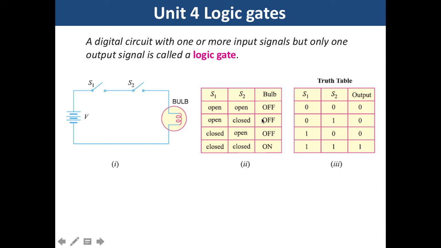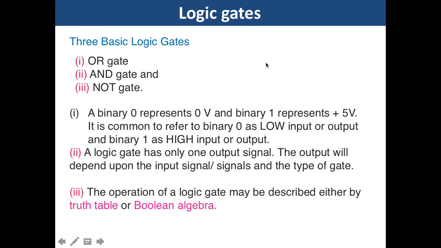If we convert these possibilities into the truth table: 0 0, output is 0 volt; 0 1, output is 0; 1 0, output is 0; 1 1 means high, output is high, plus 5 volt. There are three basic logic circuits: OR gate, AND gate and NOT gate.